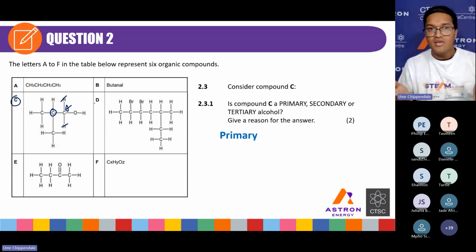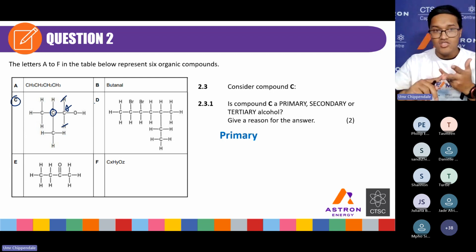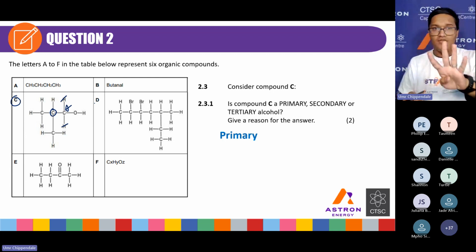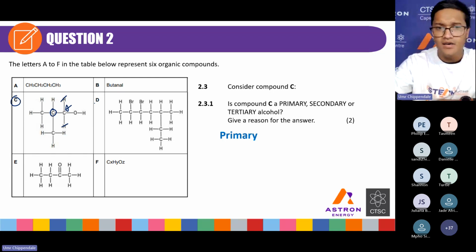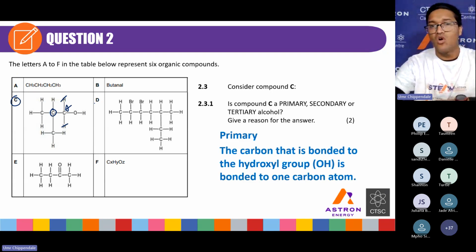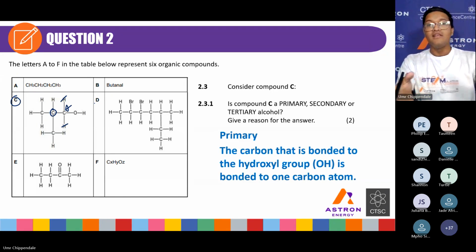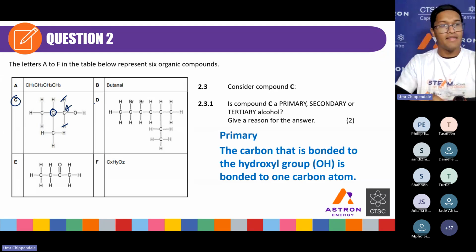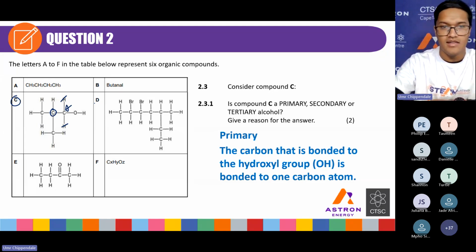That's also why you only get a primary, secondary, tertiary alcohol, because remember, carbon only makes 4 bonds. So the reason for this is that the carbon that is bonded to your hydroxyl group is only bonded to one other carbon. So that's where we get that answer.